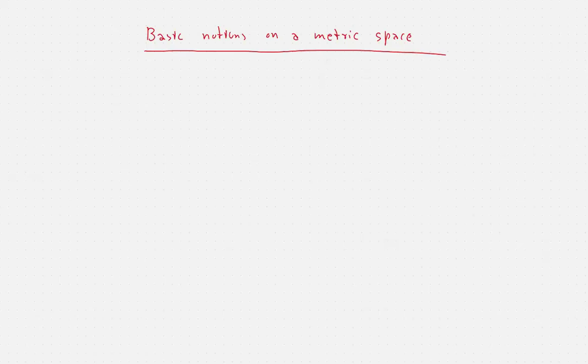So we will say, let's start, of course, it's better to first specify that we're in a metric space. So let (X, d) be a metric space. And let's define a few things.